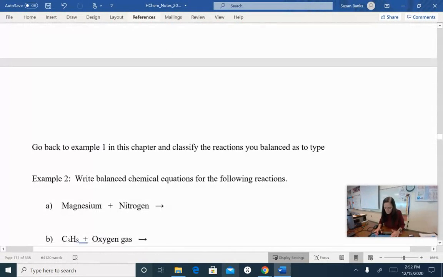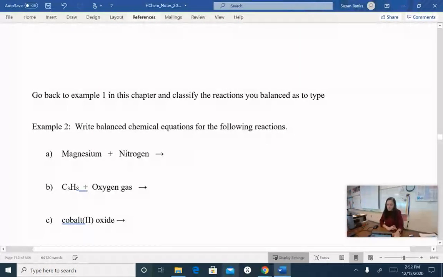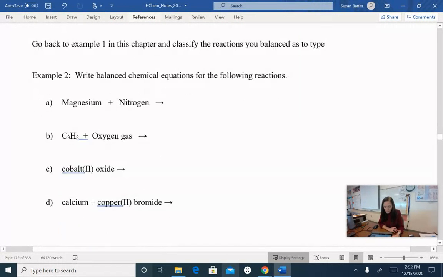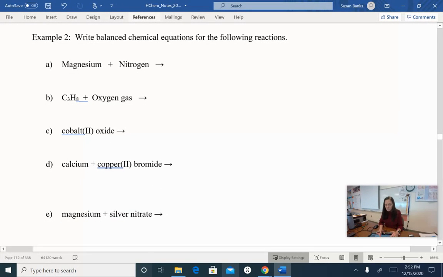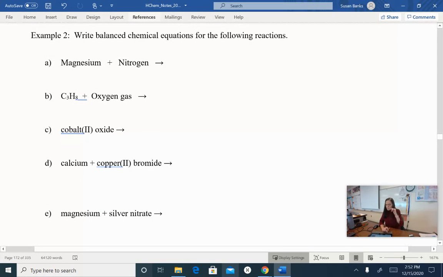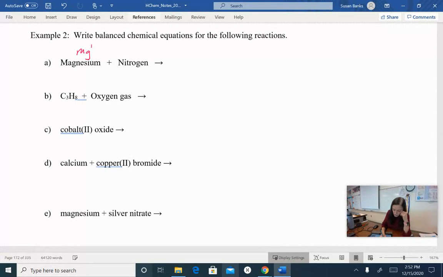Okay, so we already went back and we did reaction types. So let's do some more balanced chemical equations with these predicting reactions. So magnesium and nitrogen. So magnesium, when it acquires a charge, it is going to acquire a +2. And nitrogen is diatomic, but when it acquires a charge, it's going to be nitrogen -3. Okay? So, how do I put 2s and 3s together? We have a least common multiple of 6.